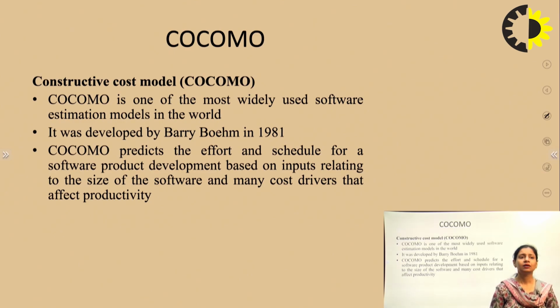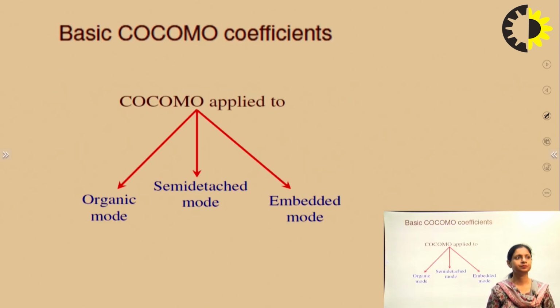Whenever we are estimating the cost of any software, the cost depends upon the size of the software and the different cost drivers, or the different types of costs that would be incurred when a particular software is being developed. So it predicts the effort, because it is a cost model. It predicts the effort that would be required to develop a software and how much time it will take so that the software gets completed in time.